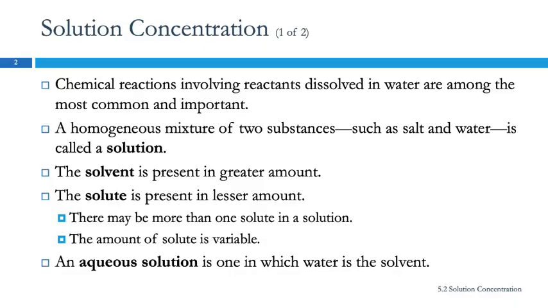So we need to talk about solution concentration. A lot of chemical reactions involve reactants that are dissolved in water. These are called aqueous solutions. If we have a homogeneous mixture of two substances, such as salt and water, that's going to be a solution. A solution is always homogeneous. In the solution, there are two parts, the solvent and the solute. There are different ways to define them, but generally the solvent is the one that there's more of.